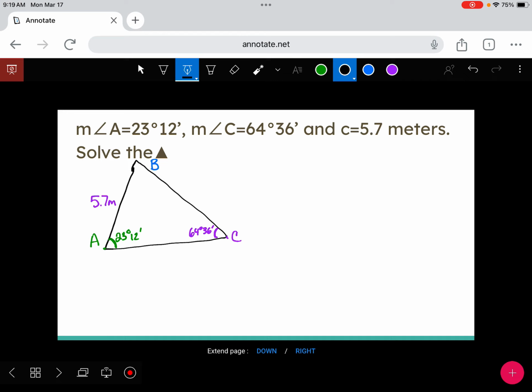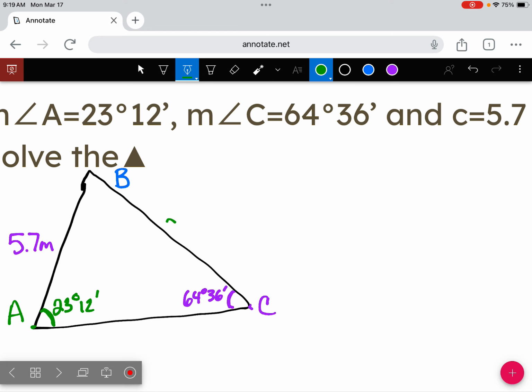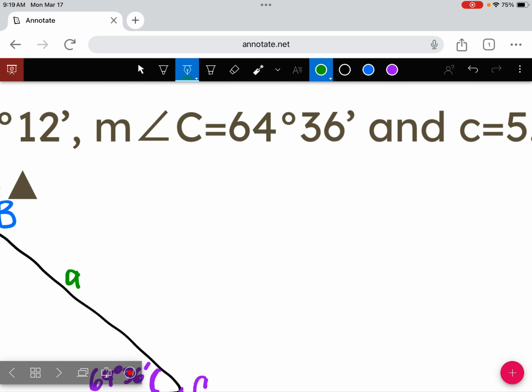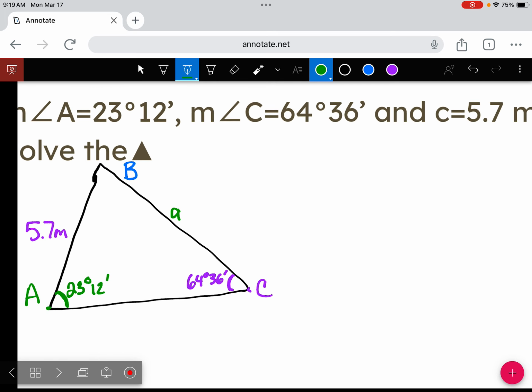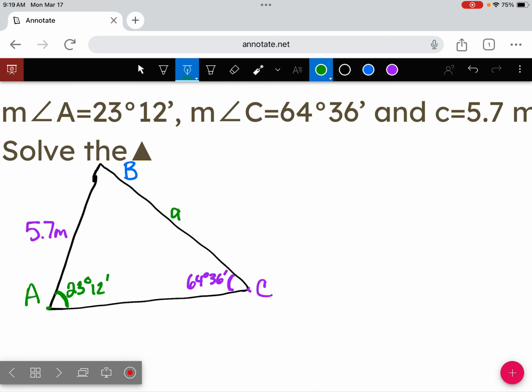So what are our thoughts? We can do A first to find side A. Absolutely valid. Side A is this guy over here. How would we find side A? Our 5.7 meters over our sine of 64 degrees, 36 minutes.